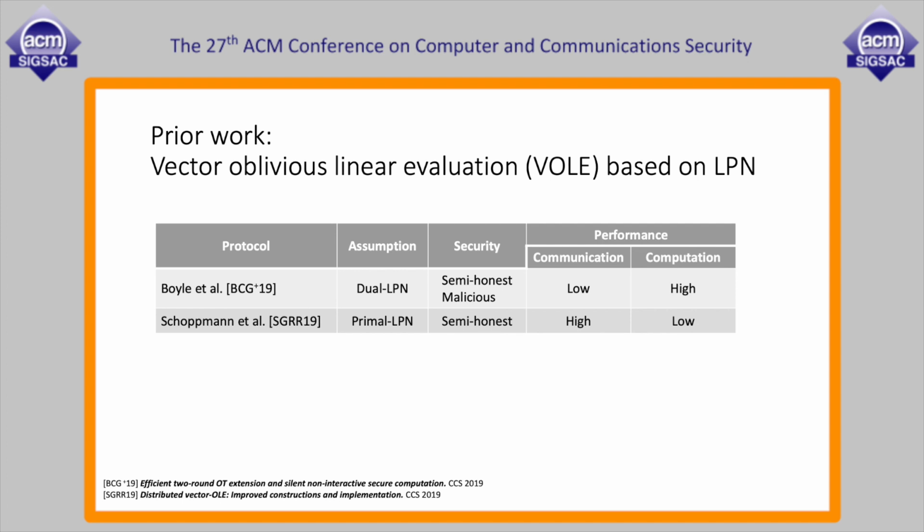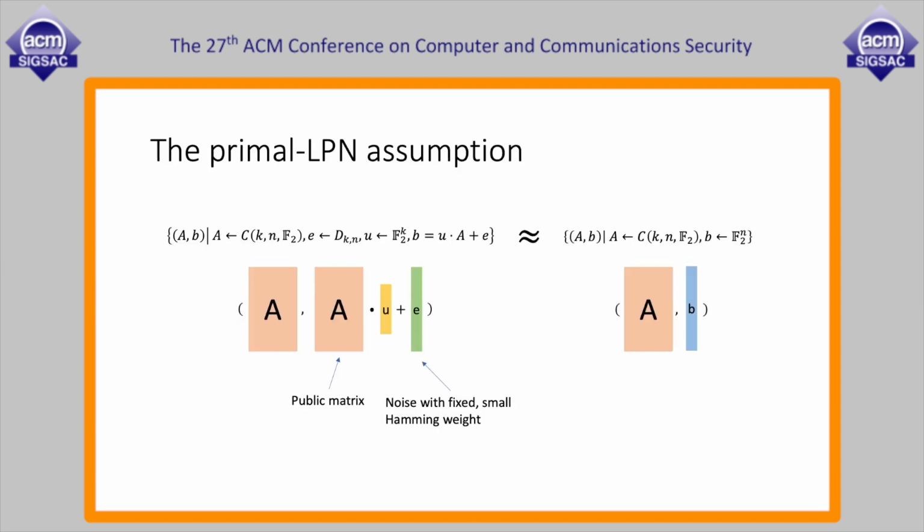For example, the Boyle et al.'s paper is based on dual LPN assumption. It has an amazingly low communication overhead, but the computation is too complicated. The Schoppmann et al.'s protocol is based on primal LPN assumption. It requires more communication but allows cheap local computation. Let's take a look at how COT is generated based on these two LPN assumptions.